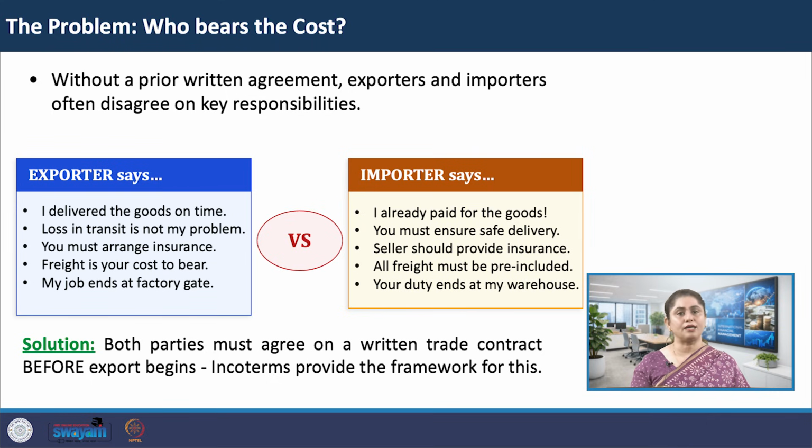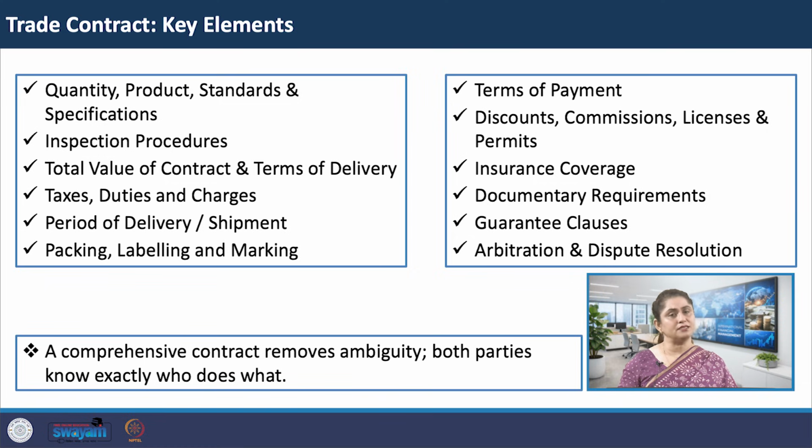Now let us look at what such a contract should contain. A comprehensive trade contract removes all ambiguity. When parties sign it before the shipment begins, they should know exactly who does what at every stage of the transaction. This slide shows the essential elements.